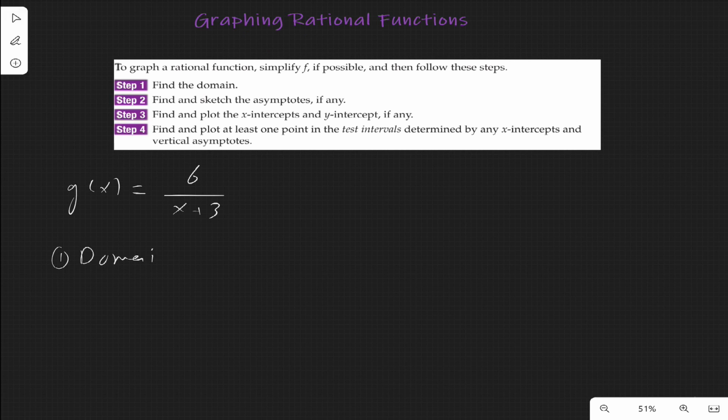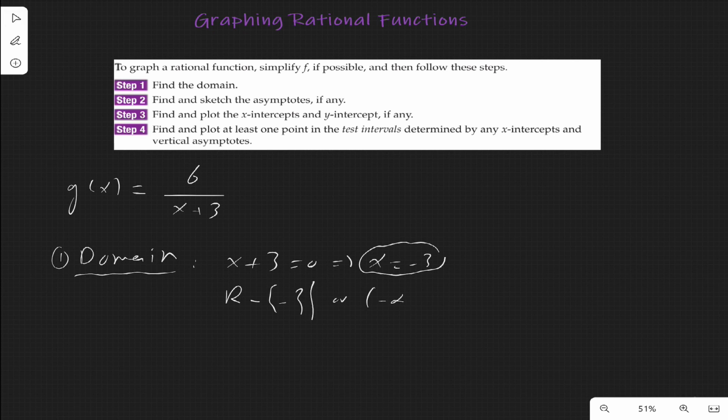First, let's find the domain. The domain can be found by finding the values of the denominator, what we call the restricted value. So simply, we solve the denominator. So we say the domain is R minus -3, or from -infinity to -3, union -3 to +infinity.